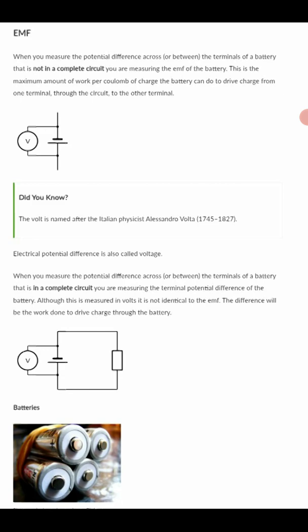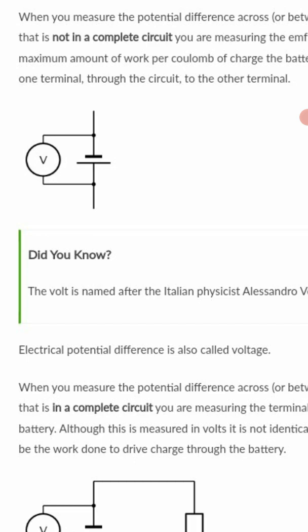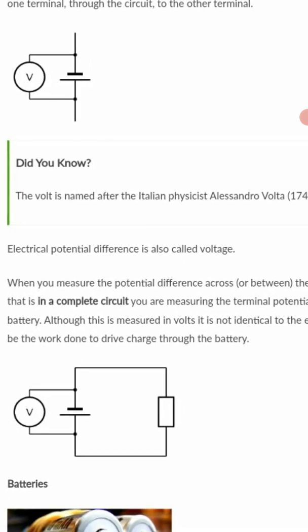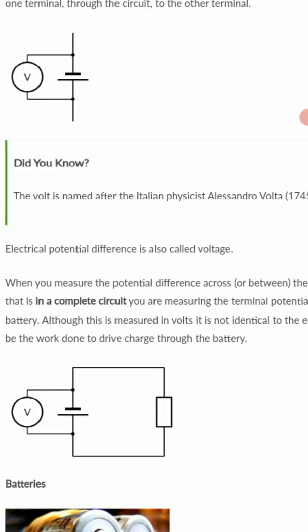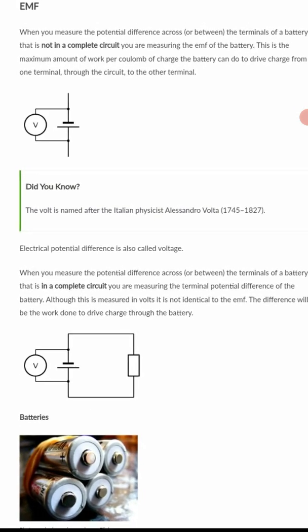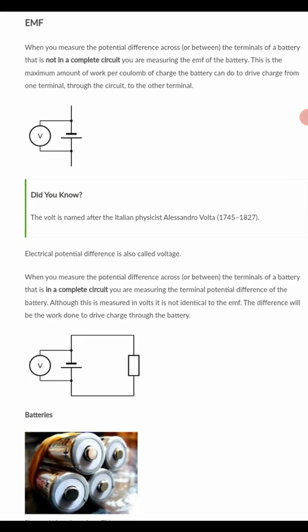Now, electric potential difference is also called voltage. When you measure, I think the first diagram you have up here, you have V and all that. There's no load connected. You have a voltmeter, okay? Then you have the battery. If you check the second one below, you see the load, that resistance symbol there. That's the resistance symbol, or you call it the load. When you measure the potential difference between the terminals of a battery that is in a complete circuit, you are measuring the terminal potential difference of the battery.